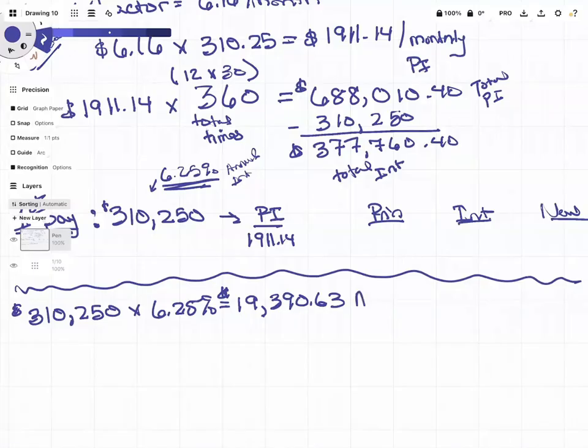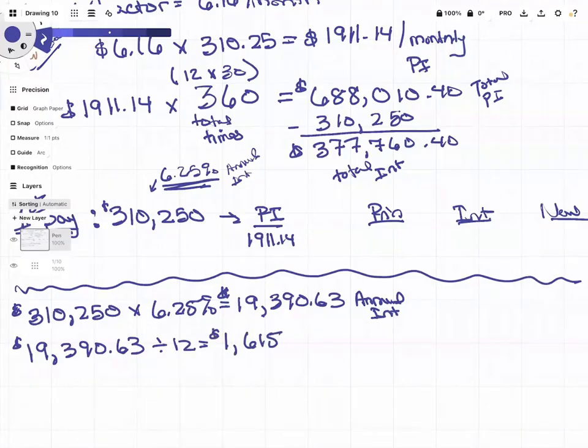So this is our annual interest. If you borrowed the money for a full year, you would owe 19,390.63. But it hasn't been a year, it's been 1 month. So what can we do to that number? We can divide it by 12. There you go. 19,390.63 divided by 12 gives us 1,615.89. Okay, I'm going to trust you on that math.